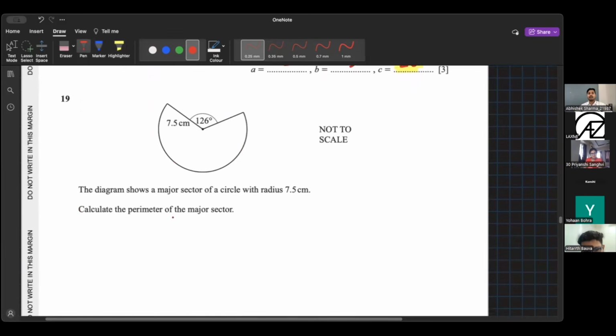It says, the diagram shows a major sector of a circle with radius 7.5. So radius is 7.5. Calculate the perimeter of the major sector. 360 minus 126. We need the radius and arc length. That's the understanding. 360 minus 126 is 234, so this angle is 234 degrees. So arc length will be 234 divided by 360 multiplied by 2 pi r, and r is 7.5.